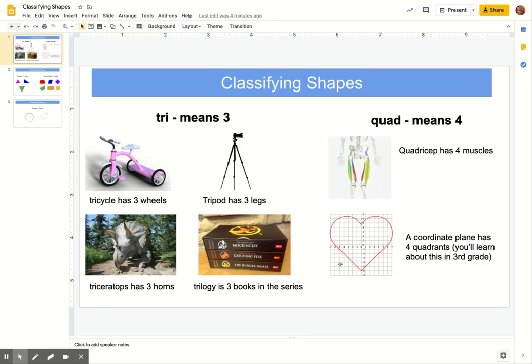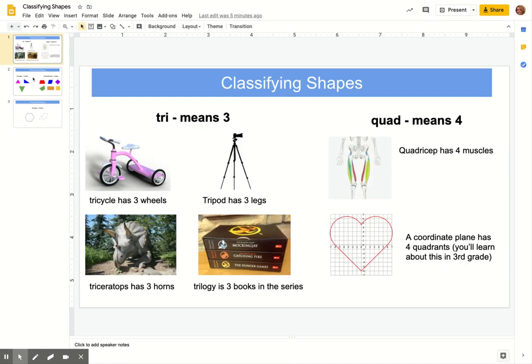And then this one is something you're going to learn in 3rd grade, but it's called a coordinate plane. And this is made up of 4 quadrants. You'll see here that it's divided up into 4 different sections. Those are called quadrants. So quad meaning 4.